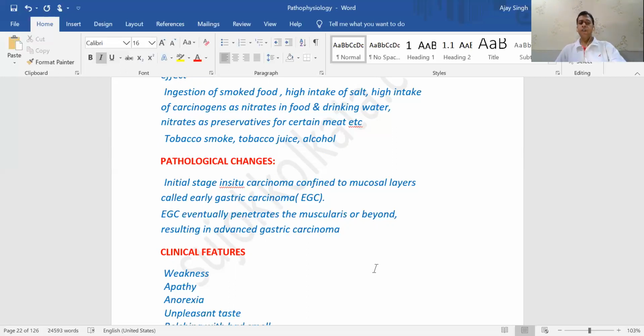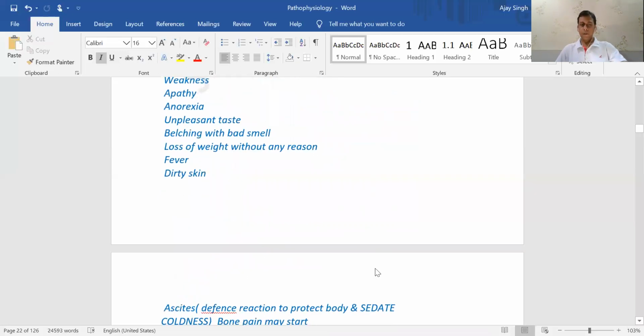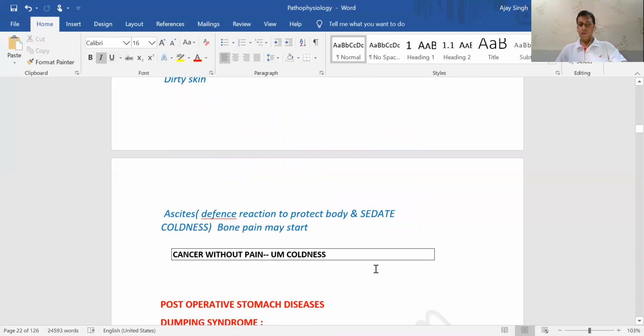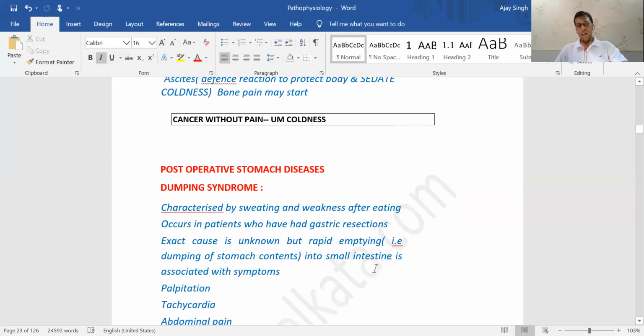And clinical features for cancer are generally weakness and anorexia, unpleasant taste and weight loss, loss of weight is very important. But it is confirmed through endoscopy and biopsy only. Okay, generally we have to sedate coldness. And cancer without pain, it is womb coldness. So these are the treatments we have to do in cancer patients.